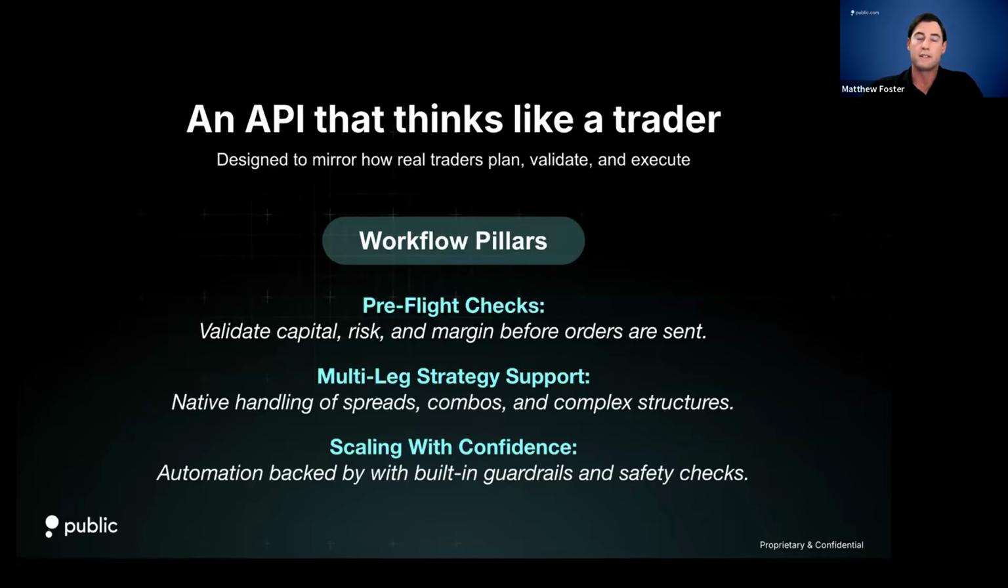And the third pillar is being able to scale with confidence. So the automation is backed by guardrails, so that traders can really increase their size and their frequency without increasing any of their operational risk. And this is the difference between a script that works in calm markets and a workflow that you can really trust in production during times of stress and volatility.